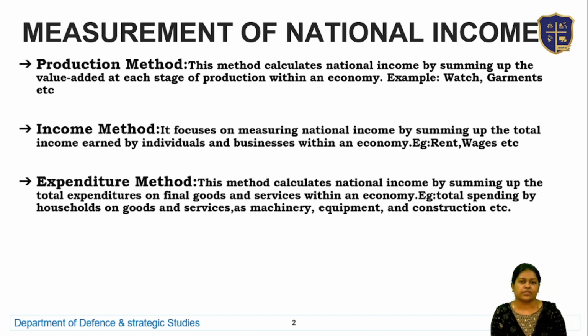And the next is the income method. From the name itself, it implies the income which is earned by the individual or by the business. Example, rent, wages, and also profits. And the next is the expenditure method. The opposite of the income method is the expenditure method. Here we calculate all the expenditures on final goods and services within an economy. The total spending by households on goods and services, machinery, equipment, whatever we spend, using that we measure the national income, then it is called the expenditure method.